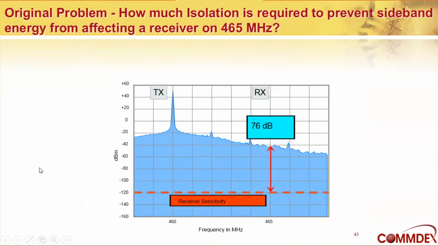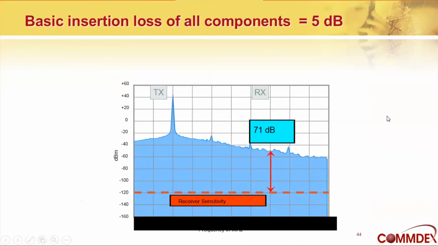So if you recall, our original problem was we had a transmitter at 460, a receiver at 465. The transmitter noise curve was 76 dB above our receiver sensitivity at 5 megahertz away. And we needed to get that isolation. And we looked at all these different things. So let's start looking at them together. So first of all, let's look at the insertion loss. So that knocked everything down 5 dB by way of across the board attenuation. So now we are only 71 dB above our sensitivity curve.